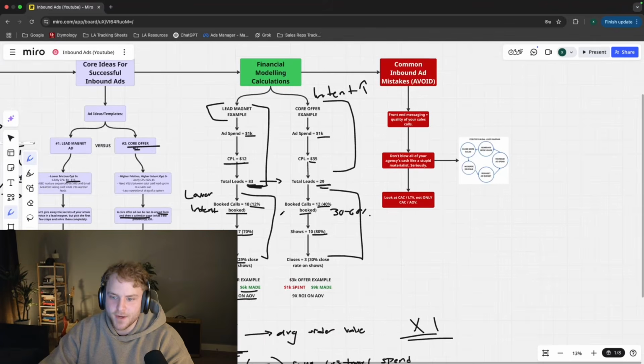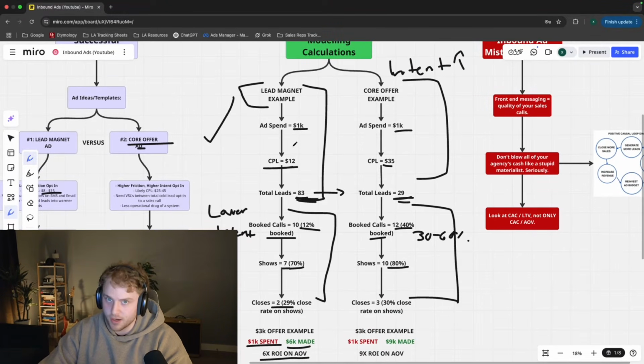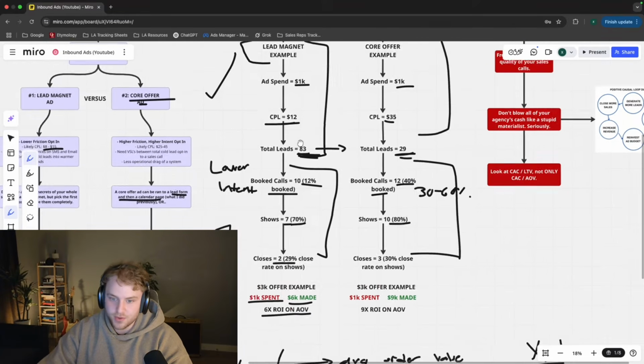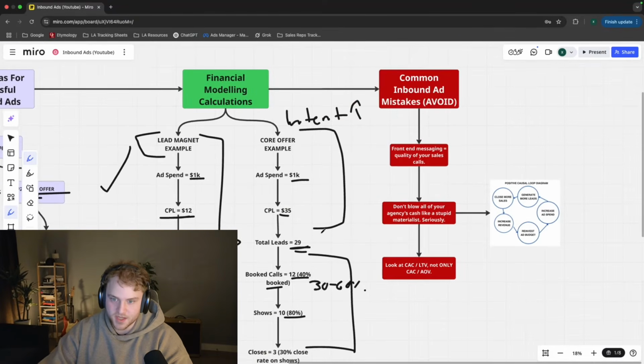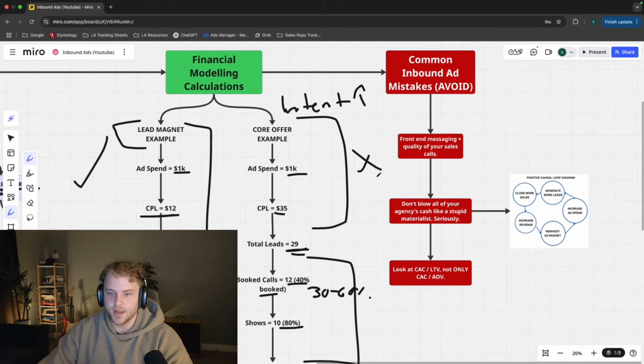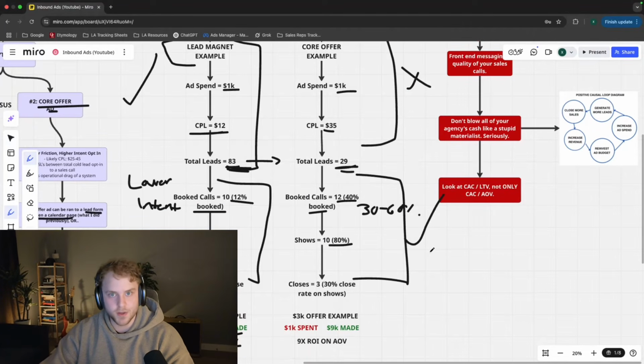So what you find is with lead magnet ads, the front end, everything on Facebook is going to look amazing. Once you look at the back end of the system, getting people to convert into sales calls, it's worse. On the core offer, it's going to be worse on the front end. It's going to be better on the back end. Okay, so that's why I'm not telling you one is better than the other. They both work. It depends on the trade-offs you want to have here.